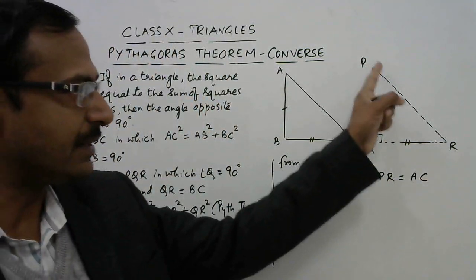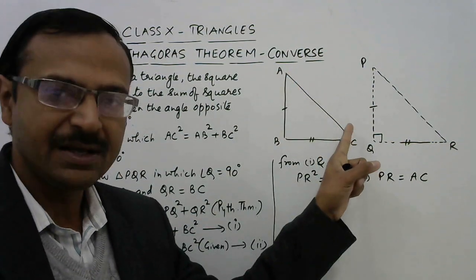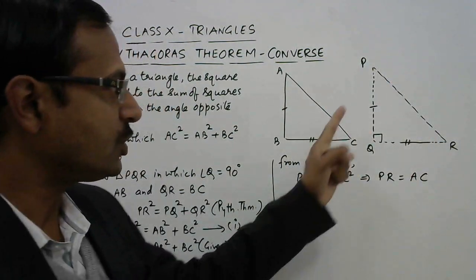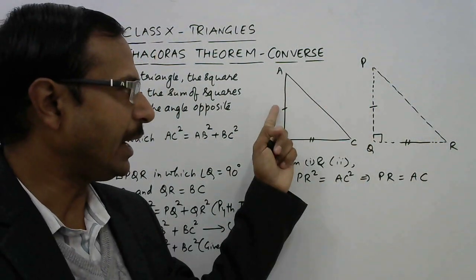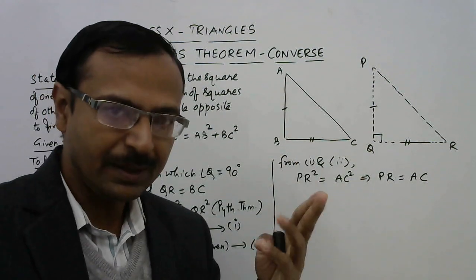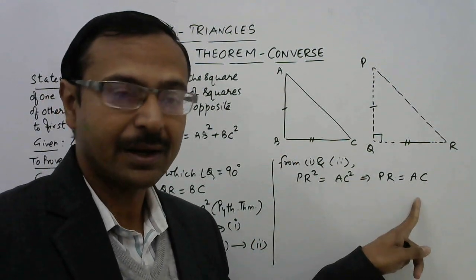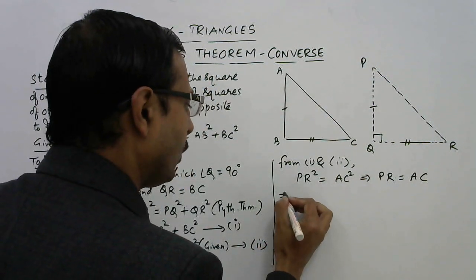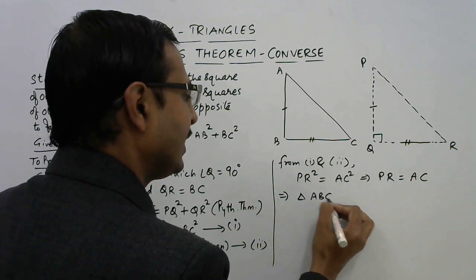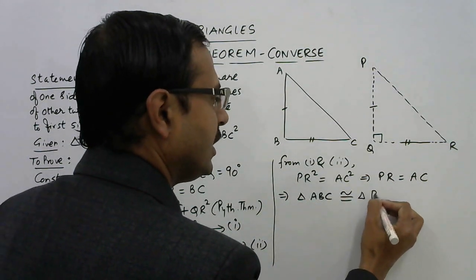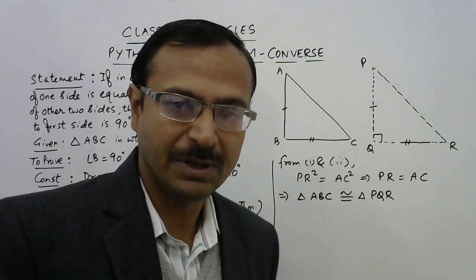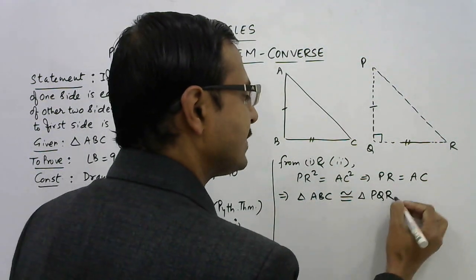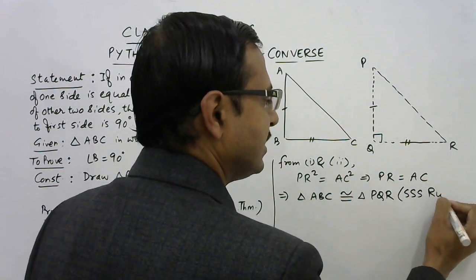So I have proved that this side PR is equal to this side AC. Now if you see the two triangles ABC and PQR, already two sides were taken equal, PQ and AB, QR and BC, and now I have proved that the third sides PR and AC are also equal. So that gives me an important result that triangle ABC is congruent to triangle PQR. Mind you, it is congruent, not similar. Why? Because all the three corresponding sides are equal. So the two triangles become congruent by the SSS rule.